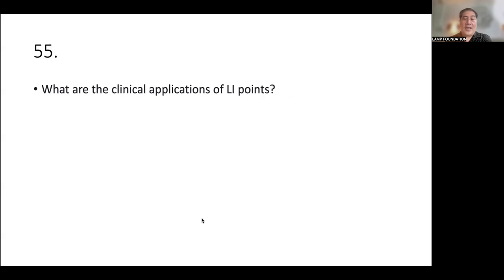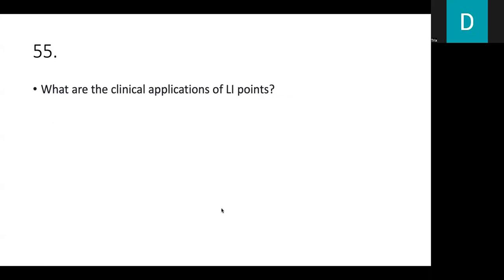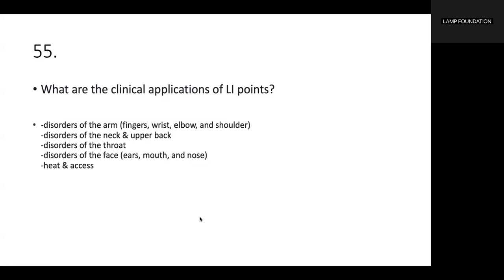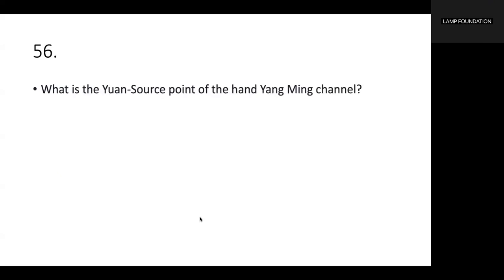What are the clinical applications of the LI points? Disorders of the arm, wrist, fingers, elbow, and shoulder, disorders of the neck and upper back, disorders of the throat, disorders of the face, the ears, mouth, and nose, heat and excess. What is the yuan source point of the hand Yangming?